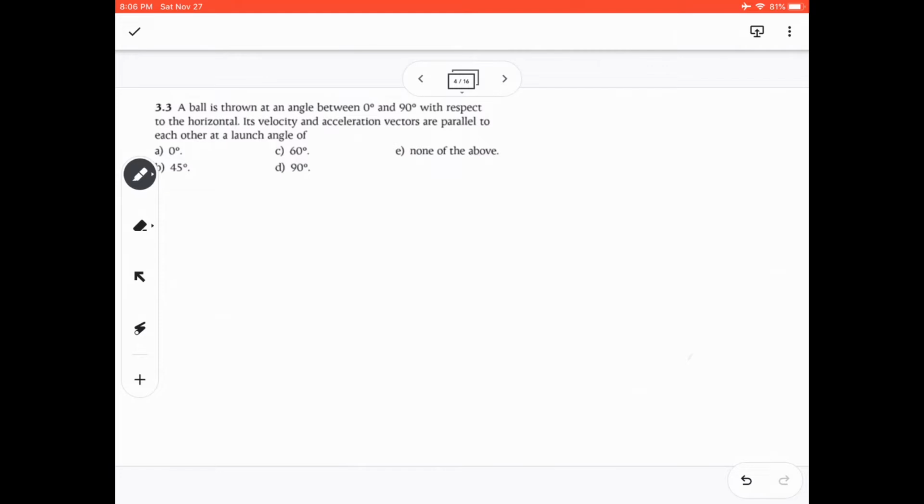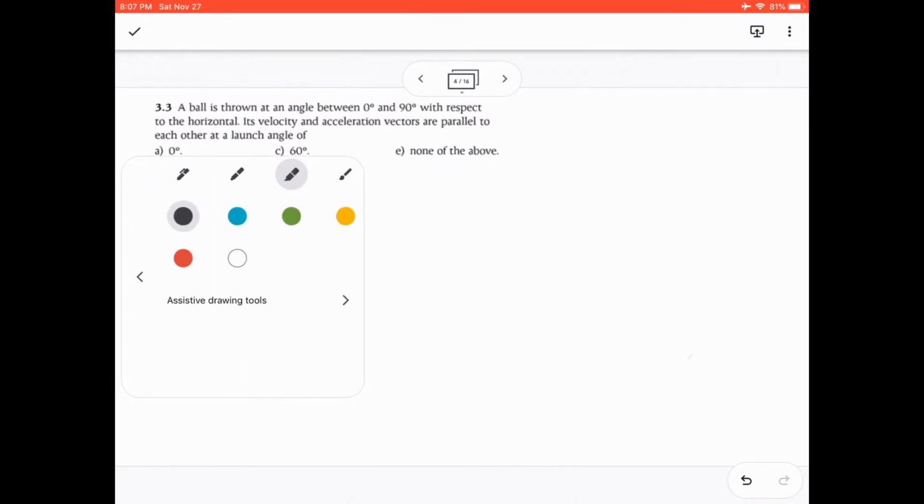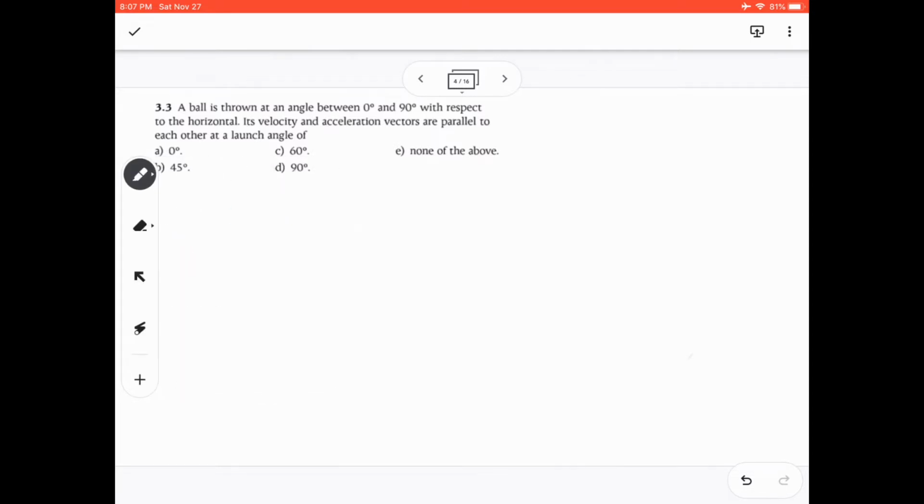Question 3. A ball is thrown at an angle between 0 degrees and 90 degrees with respect to the horizontal. Its velocity and acceleration vectors are parallel to each other at a launch angle of... Okay, so this question tests your knowledge about acceleration when a projectile is launched. Now you have to remember that the only acceleration of a projectile is the downwards acceleration due to gravity.